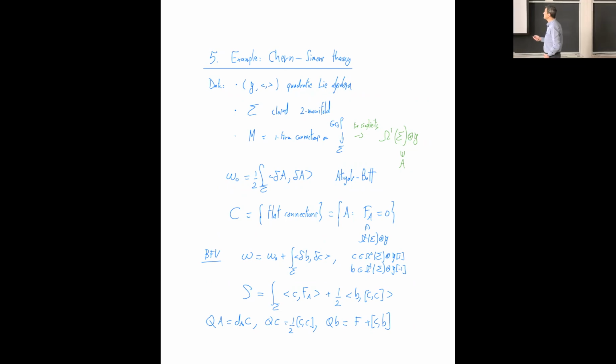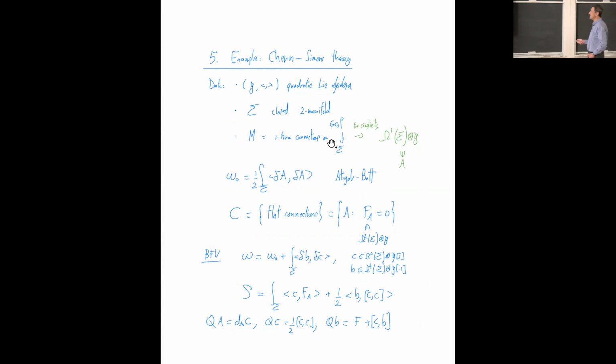Okay, so that means the following. You take some quadratic Lie algebra G. Quadratic means that you have an invariant, non-degenerate inner product. You take a closed two-manifold, and in my example we just take a trivial principal bundle over sigma with structure group the Lie group that integrates G. It's just to simplify the notation; you can also take the non-trivial situation.